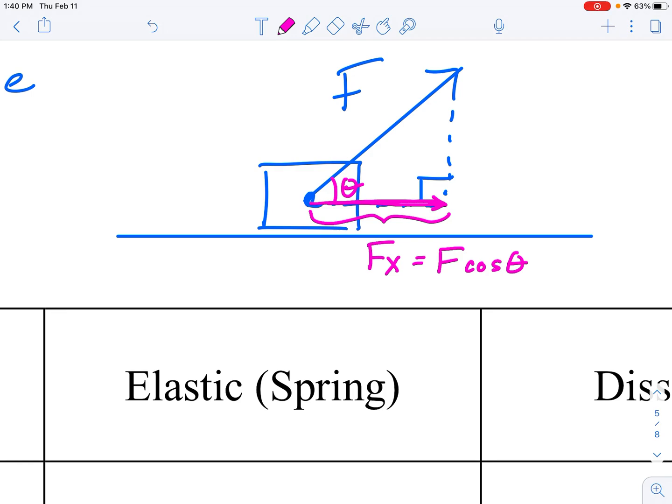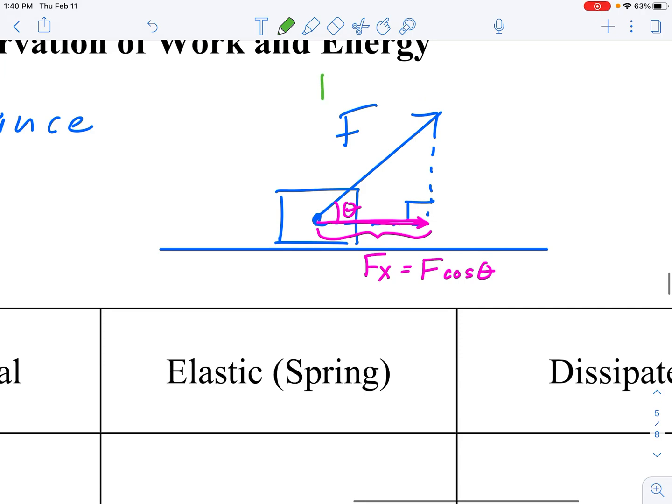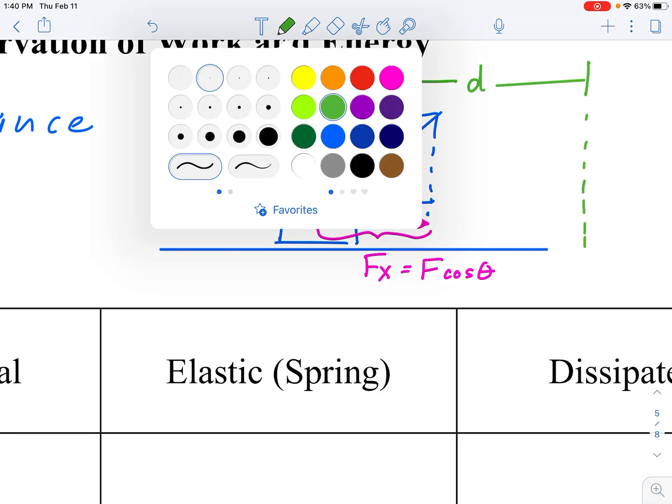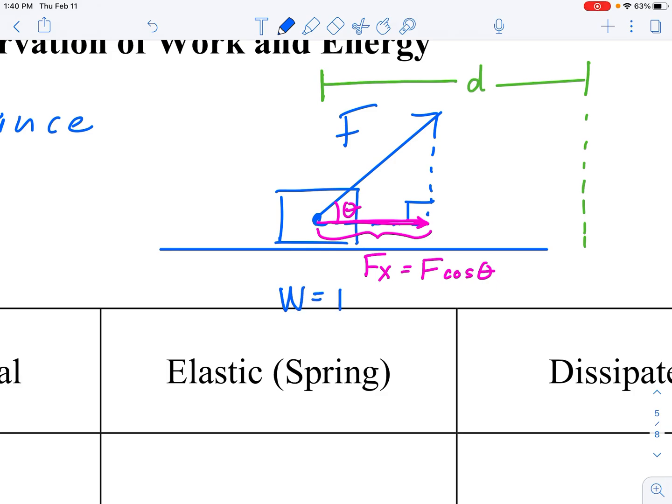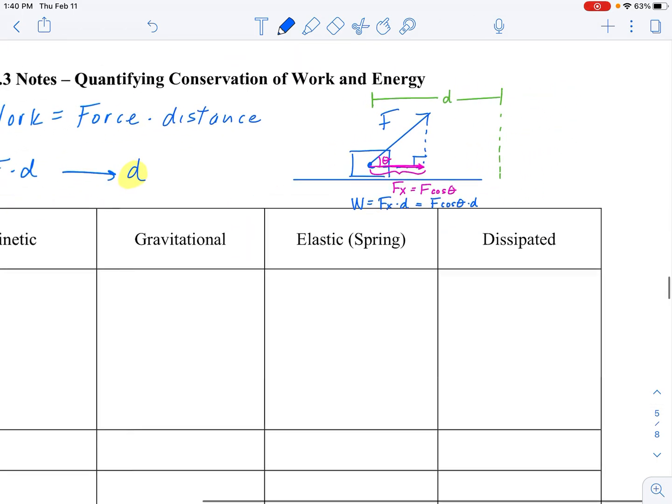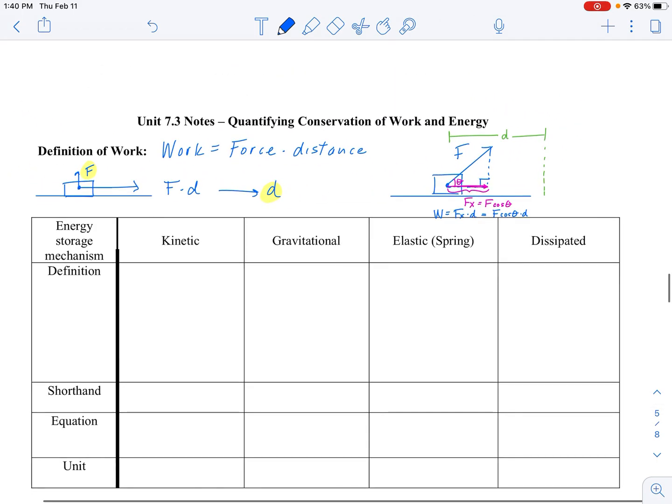And then if I dragged the object a certain distance, say from here to here, then the work that I would do would be equal to this horizontal component of the force times the distance, and another way to write that would be F cosine theta times distance. So we'll come back to that in an example in a little bit.